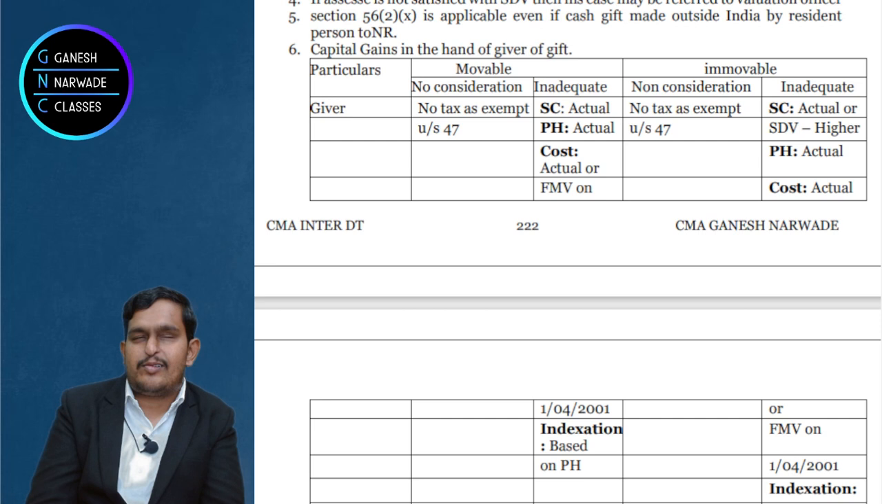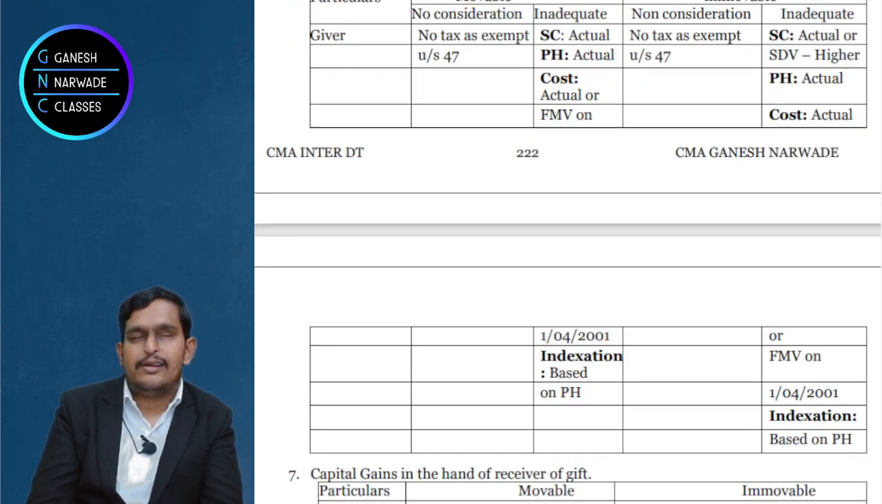Transfer expenses actual we will take, net sale consideration we will get, cost of acquisition or indexed cost of acquisition as the case may be, and I'll calculate capital gain. That's it. Very easy in case of the giver. No confusion at all. All the confusion starts when we think about the receiver. Capital gains in case of the receiver.